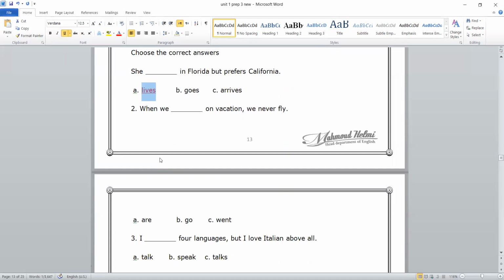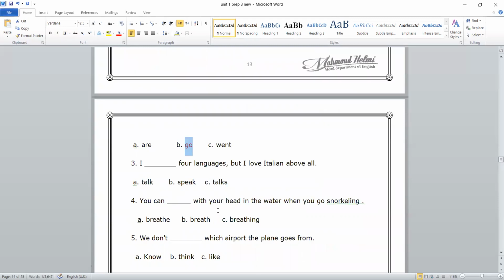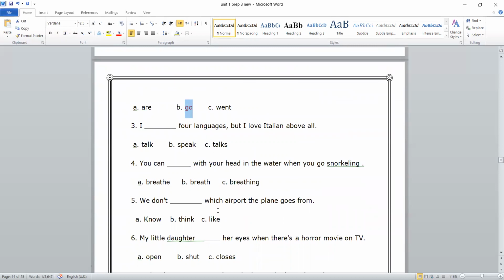When we blank on vacation, we never fly. When we go or went? Of course, when we go on vacation, we never fly. I blank four languages, but I love Italian above all. I talk, I speak, I talks. What is the right answer? Of course, I speak.